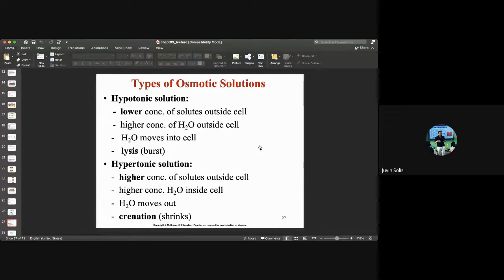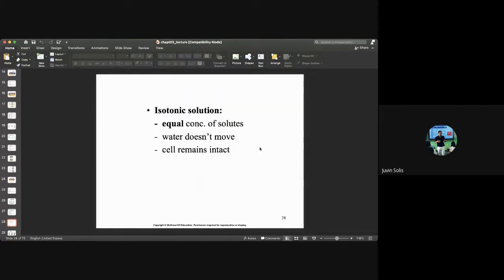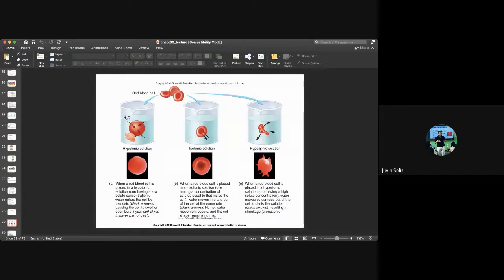Okay, awesome. Now, we still have another one, which is your isotonic. So isotonic, this one has equal concentration. What is happening? The water doesn't move and the cell remains intact. Okay? So kumbaga ito yung sakto lang, isotonic. Now we have an illustration here so that you can easily understand the difference.